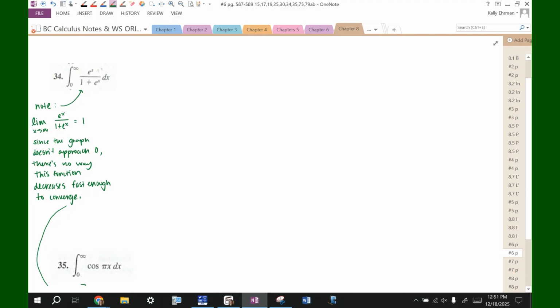Number 34. We have e to the x over 1 plus e to the x. Remember, you are not allowed to do this and start breaking things up. That's illegal math. I have a little note here. The limit as x approaches infinity of e to the x over 1 plus e to the x equals 1. So the reason I'm pointing that out is because the graph is not even approaching 0.